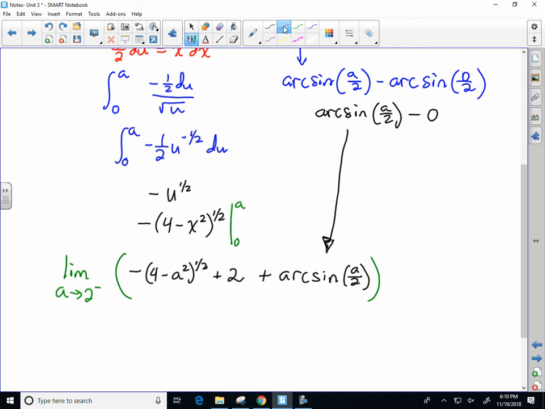All right? So I could rewrite this as the limit. By limit rules, the limit of the sum is the sum of the limits. So limit as a approaches 2 from the left, negative 4 minus a squared to the 1/2, that's one part, plus the limit. It's a lot to write, but it's worth writing it the one time to just sort of prove the point. So we have the 3 components, this guy, and this guy.